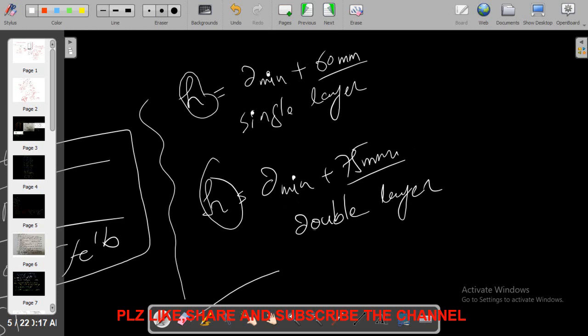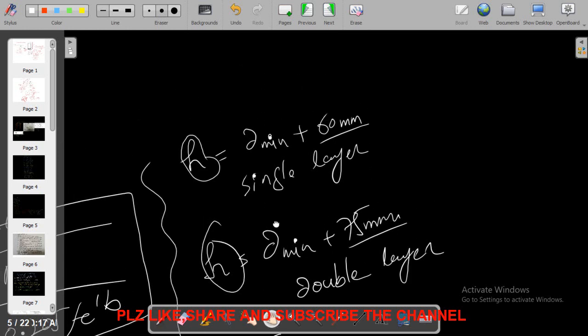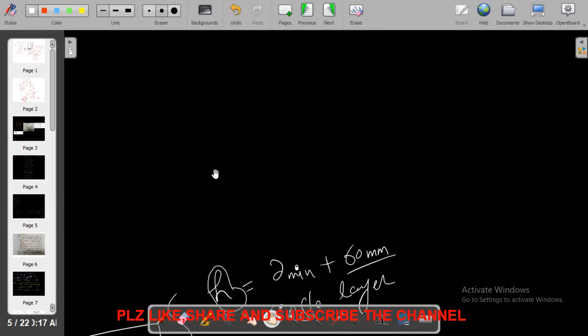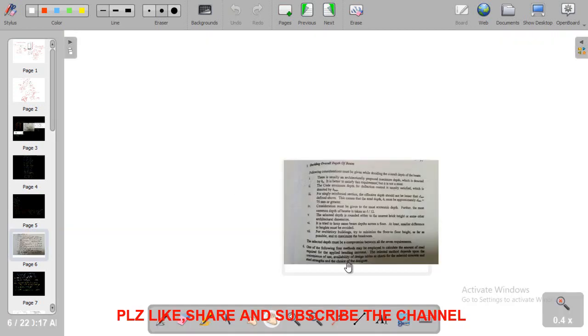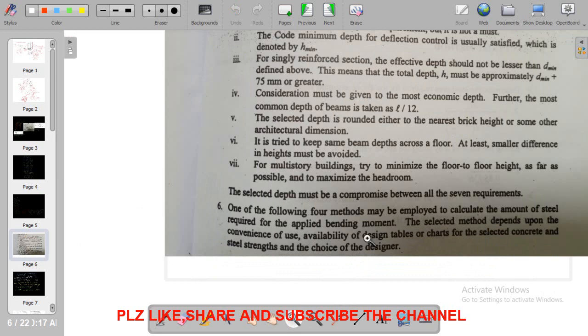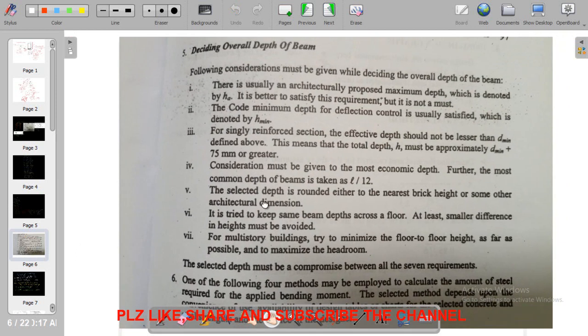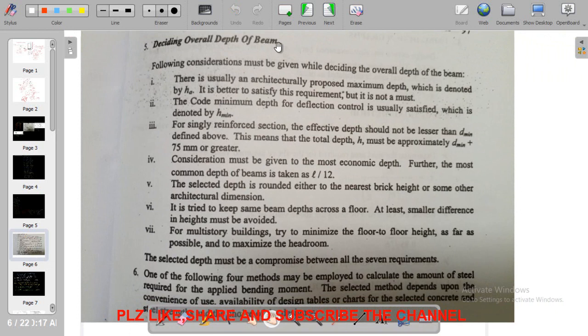So this ends this equation right here, and we will find the D minimum value, which is the most important equation. And let me share the steps of how we will find the final depth of the beam section. Here you can see deciding the overall depth of the beam, that is H. The following considerations must be given while deciding the overall depth of the beam. How to find the overall depth of the beam? We have to consider these six considerations.